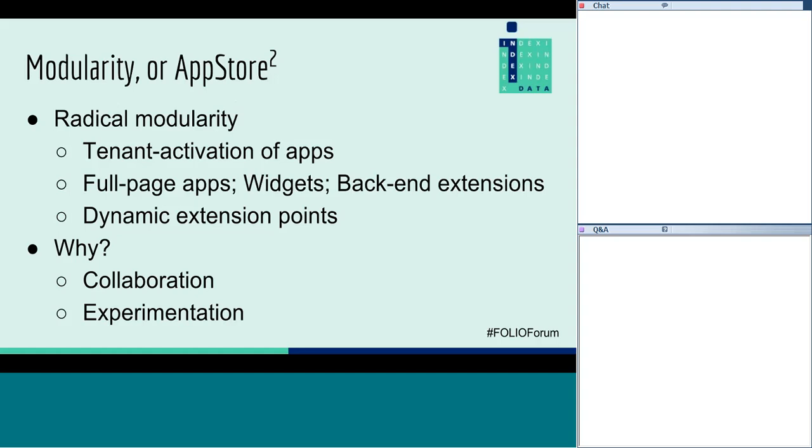These apps can be activated on a tenant-by-tenant basis. So if an instance of this software is hosted for 10 different libraries, each of those 10 different libraries can activate completely different and potentially overlapping or conflicting apps, and they each exist in their own space. So that's the app store notion of things.